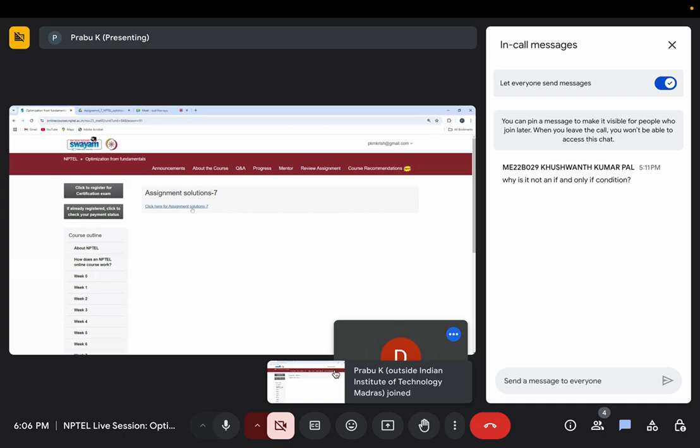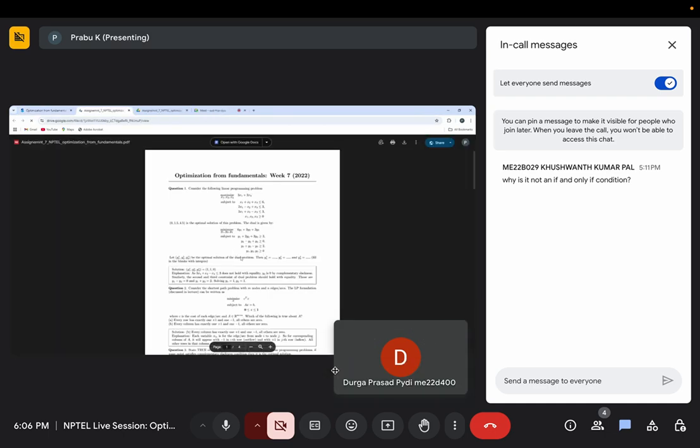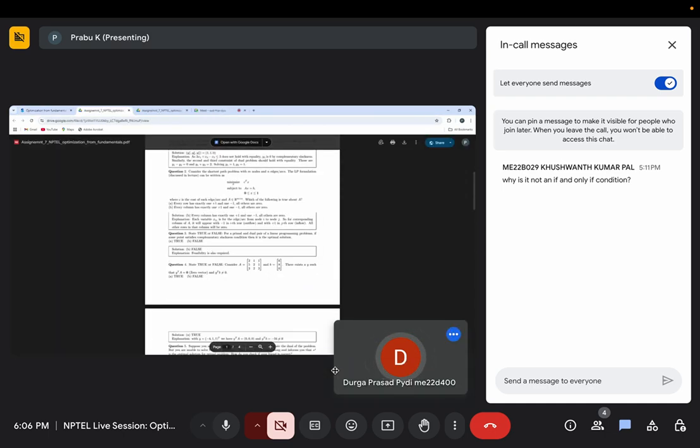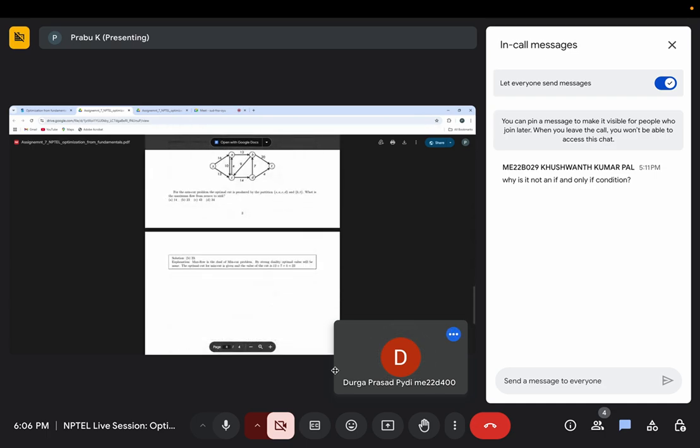Yeah. Yeah, I can see it. I can see this one. You can just maximize the width of this one.